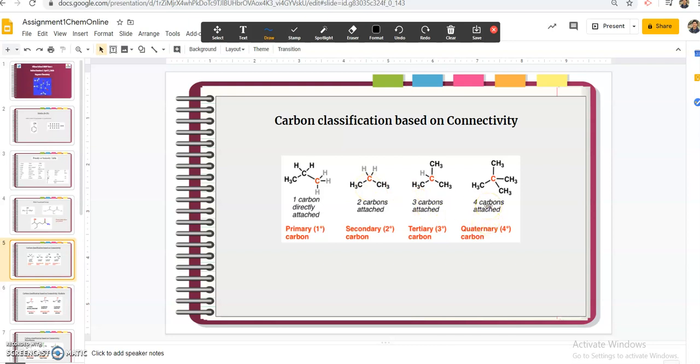I might use these terminologies in future sessions, so don't be confused. Please study this first and try drawing these different kinds of carbons, and look at the molecules that you have drawn or named in the past, and see if you can classify their carbons on the basis of connectivity: primary, secondary, tertiary, or quaternary.